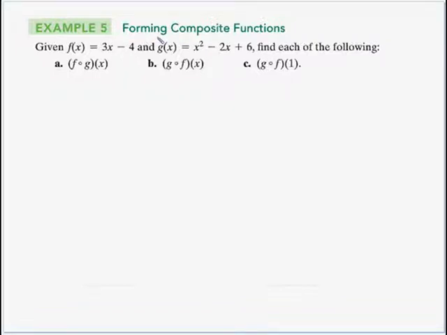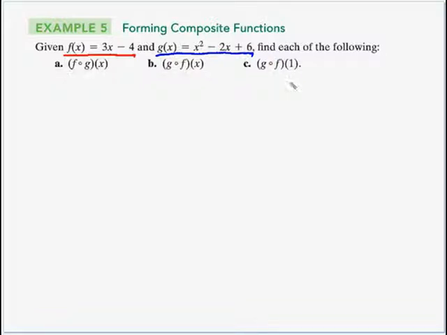Example 5, forming composite functions. I'll underline in red here f of x, that is 3x minus 4. And g of x, I'll underline in blue, x squared minus 2x plus 6. Now notice here what they're asking us to do is compose this both ways: f of g of x, and then the reverse, g of f of x. And then we're going to evaluate the second one, g of f of x, at 1, g of f of 1.